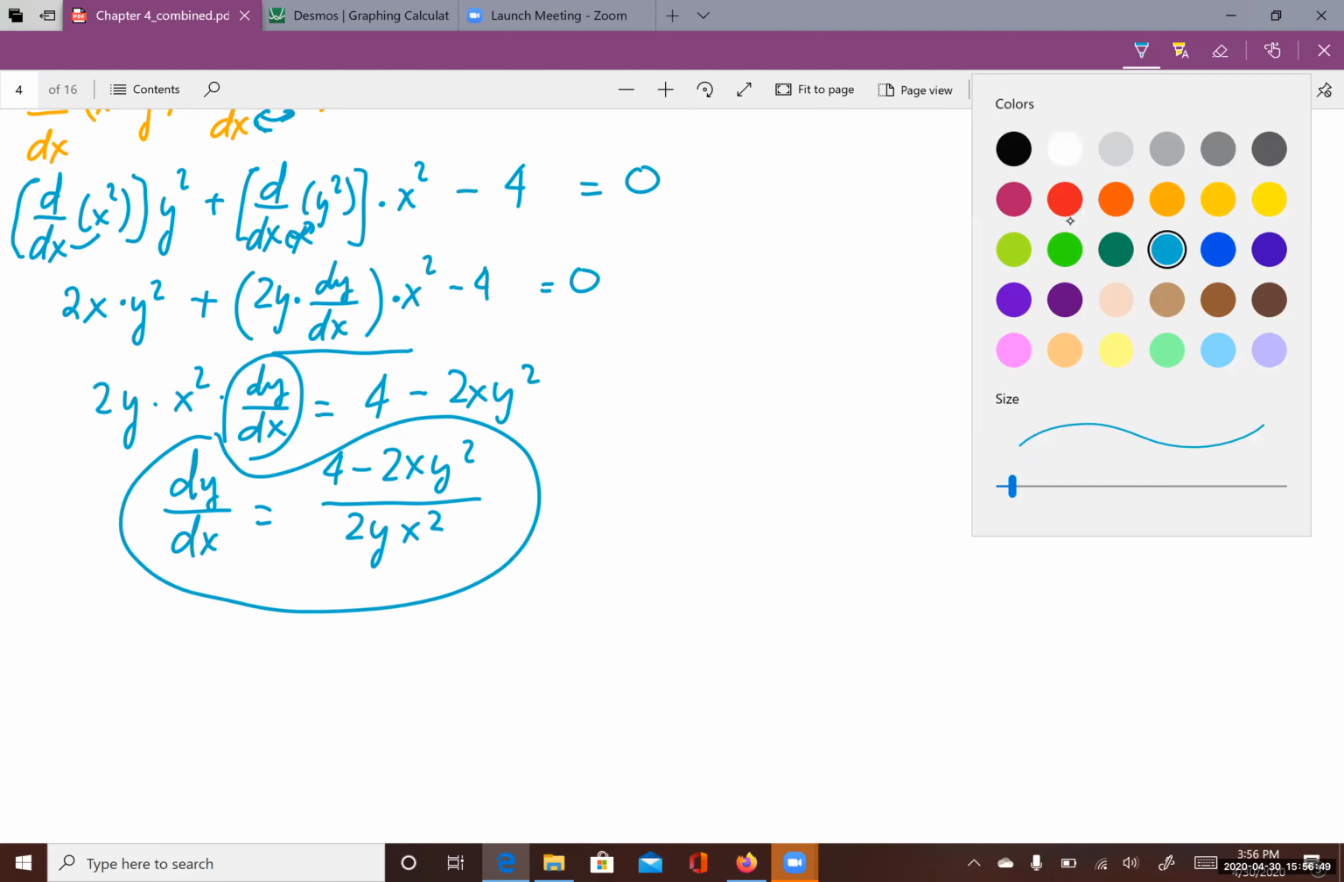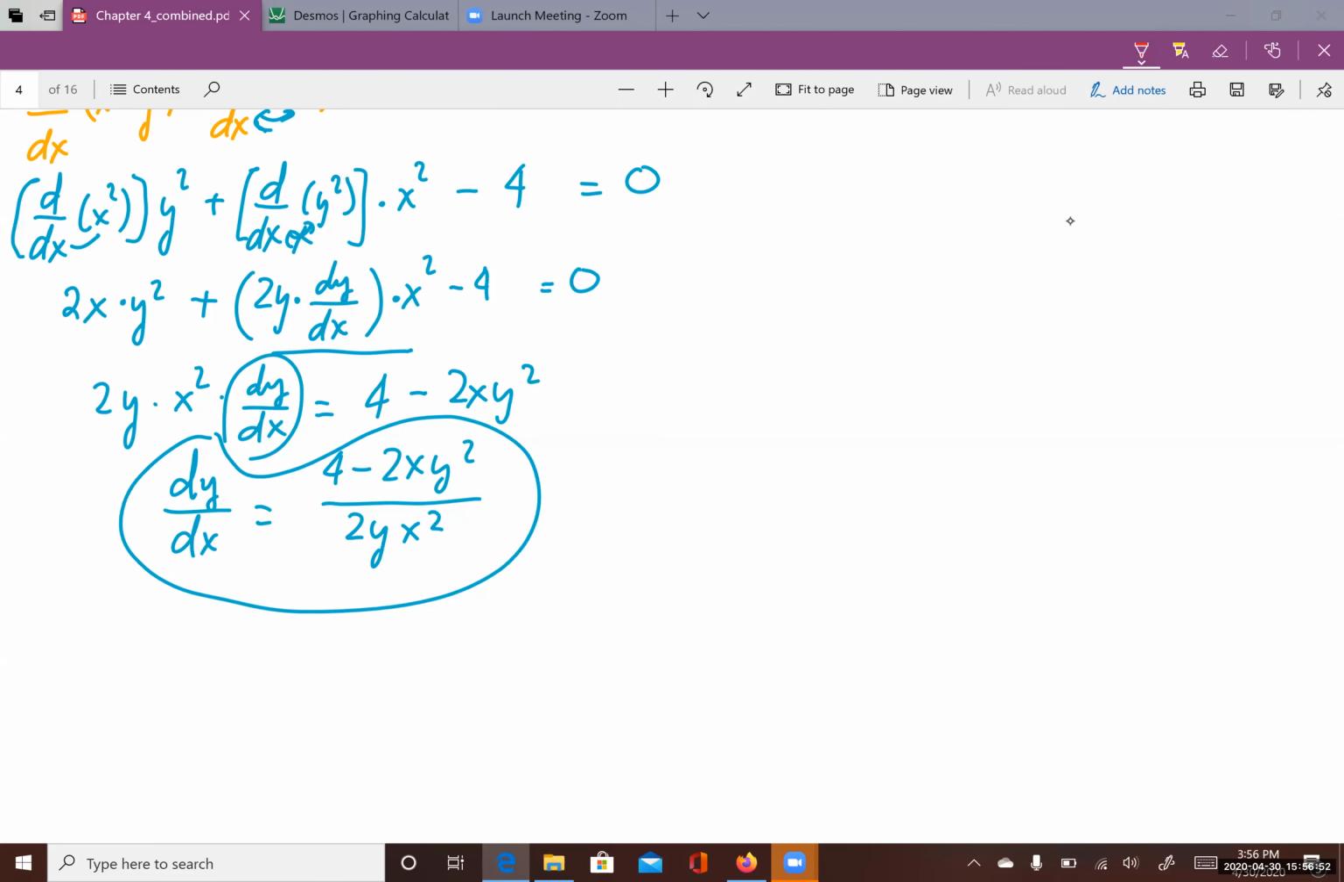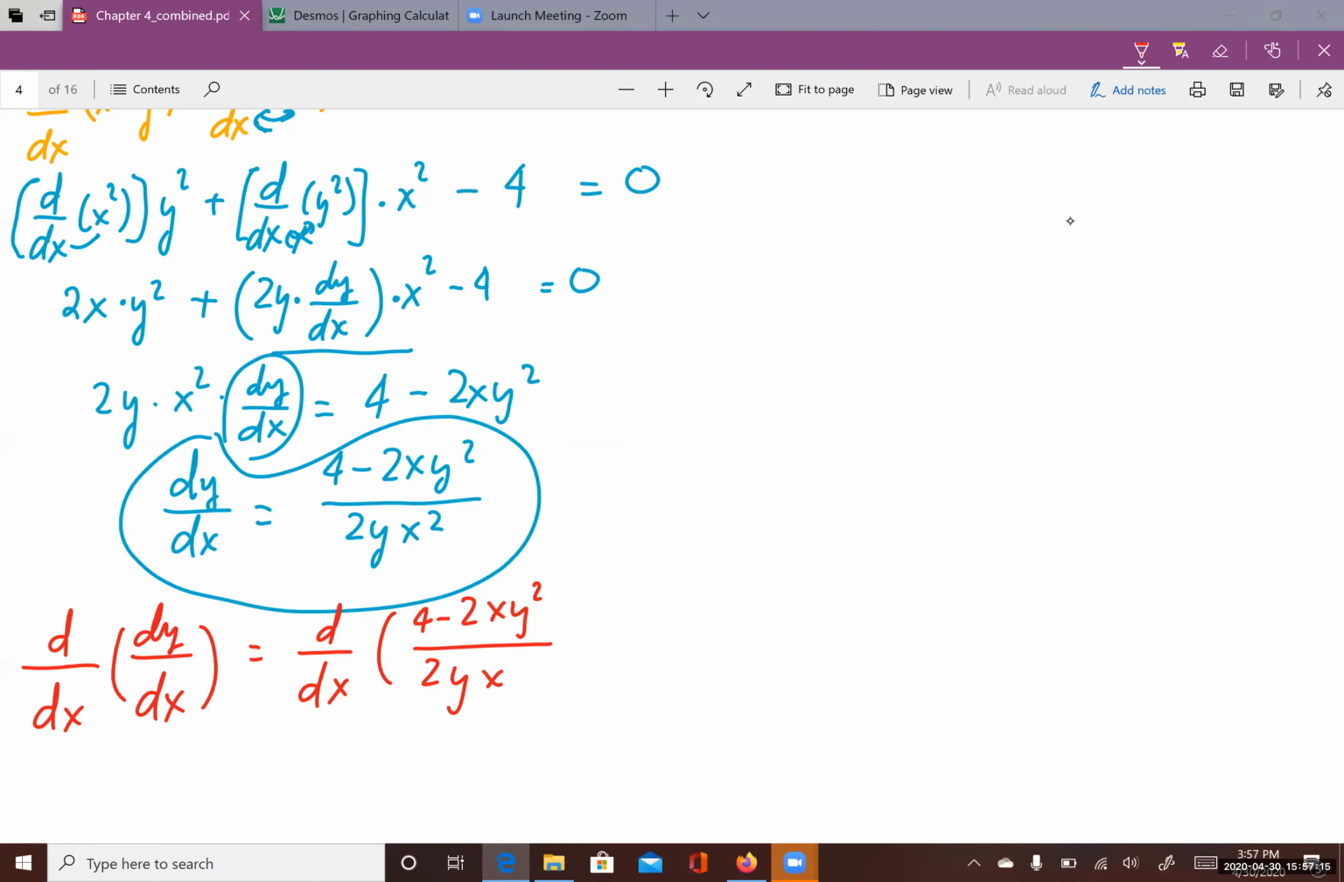So I say I want to take d/dx of this dy over dx, which is the same as d/dx of (4 minus 2xy squared) divided by 2yx squared. Okay, so I differentiate dy over dx to have the second derivative.